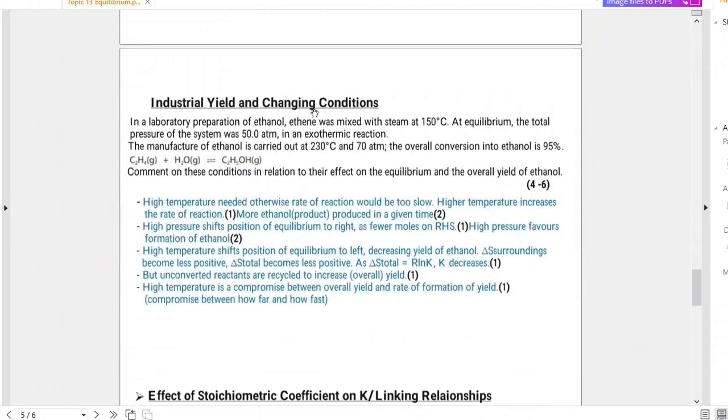Now the industrial yield and changing concentrations. This is a quite common exam question. This can appear for 4 to 6 marks. So this is an exam question.